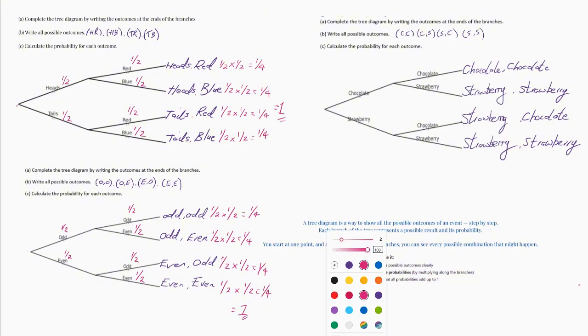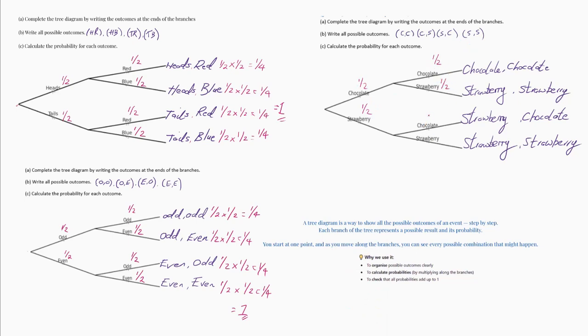And then finally, this question is exactly the same. We've started at the beginning of the tree. We've gone down this branch, that branch. We've got chocolate, chocolate, chocolate, strawberry, strawberry, chocolate, strawberry, strawberry. And all our possible outcomes are abbreviated CC, CS, SC, SS. So now we're going to calculate the probability for each outcome. So we're going to do a half, a half, a half, and a half, a half, and a half.